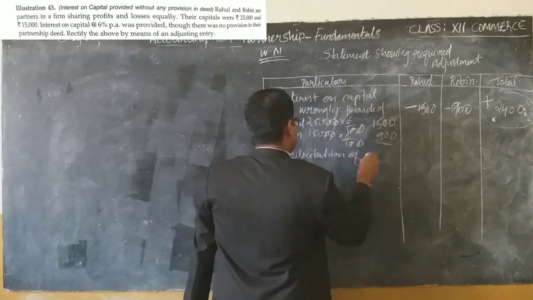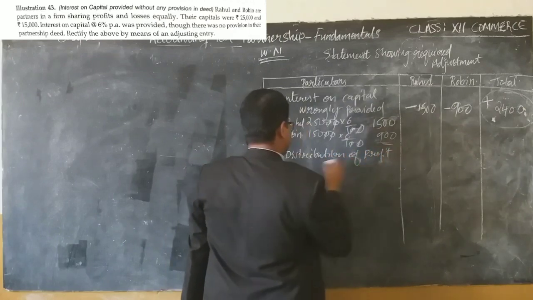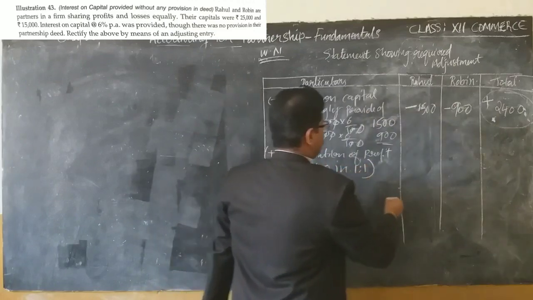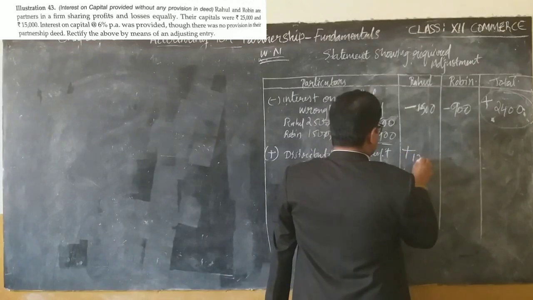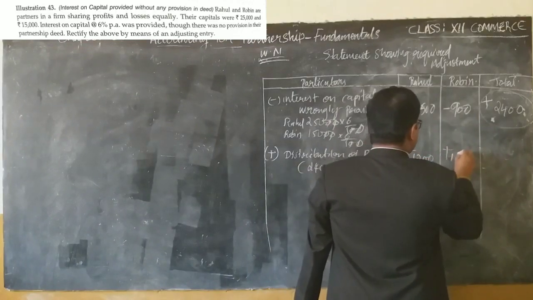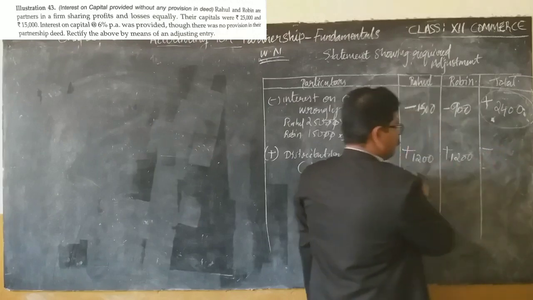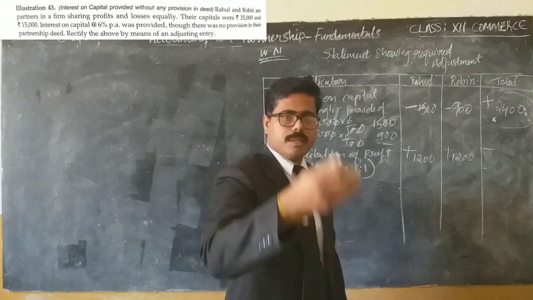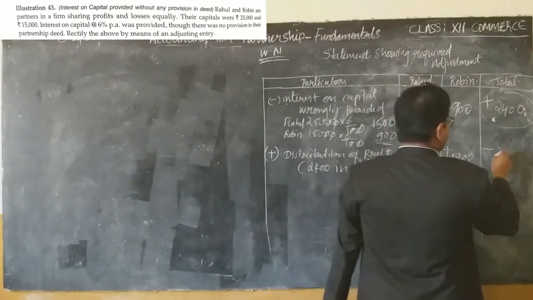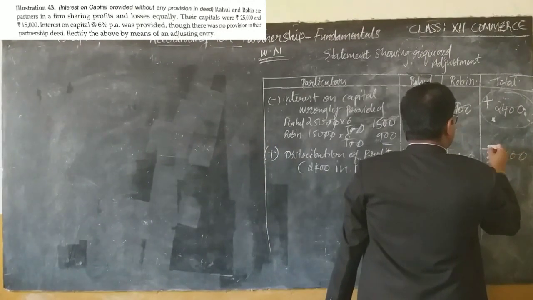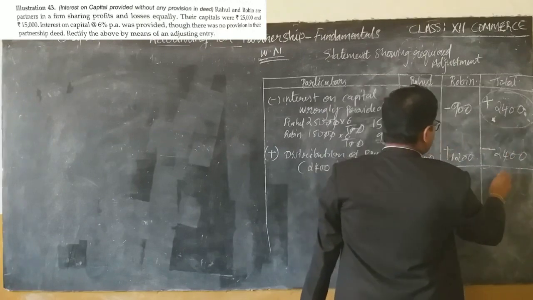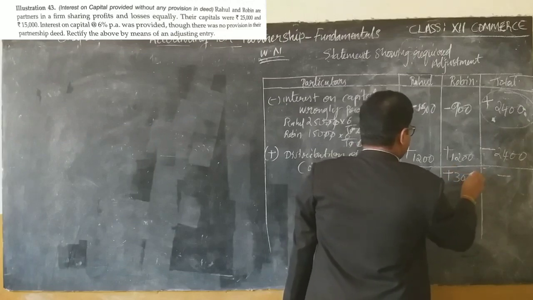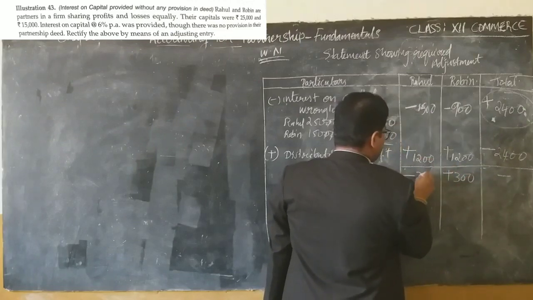So add distribution of profit, that means 2,400 in 1:1 ratio. That means plus 1,200 here and plus 1,200 here. If we credit 1,200 each, then from our account the total 2,400 will be deducted. So what will be the net effect here? 0, nothing will be there. And here plus 300 and here minus 300.